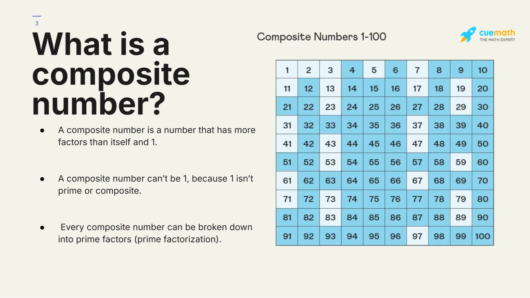What is a composite number? A composite number is a number that has more factors than itself and 1. A composite number can't be 1 because 1 isn't prime or composite. Every composite number can be broken down into prime factors, also known as prime factorization.